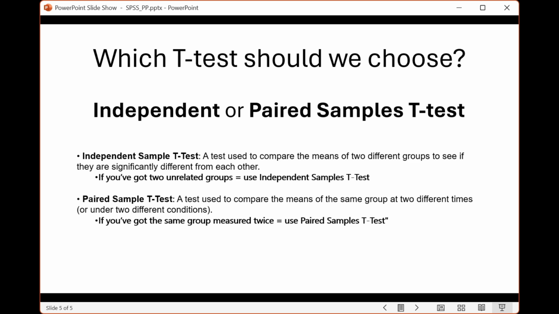Here's an easy way to remember. If you've got two unrelated groups, use an independent samples t-test. If you've got the same group measured twice, use a paired samples t-test. Now that we've made our choice, I'll walk you through exactly how to set up and run that test in SPSS. Let's dive in.